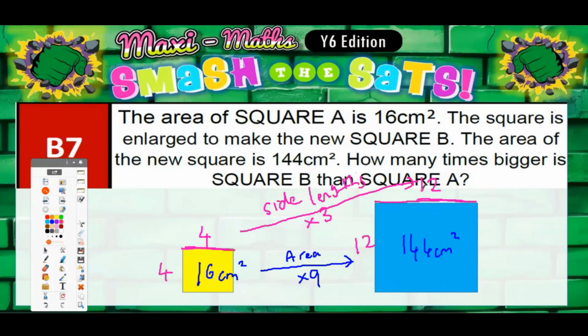So how many times bigger is square B than square A? Well, if you're comparing the areas, it's 9 times bigger, the new area. But if you're comparing the side lengths, it's 3 times as long, 3 times bigger.